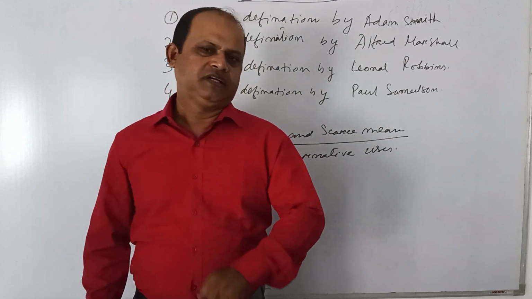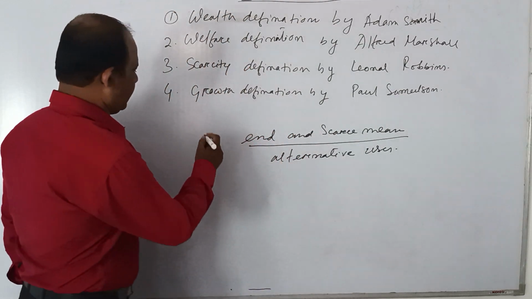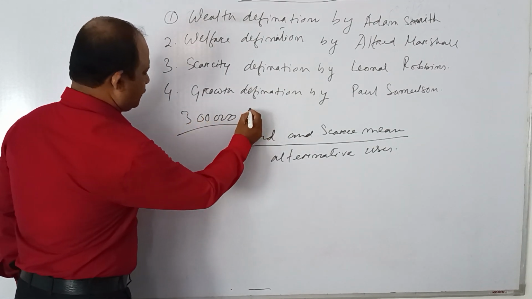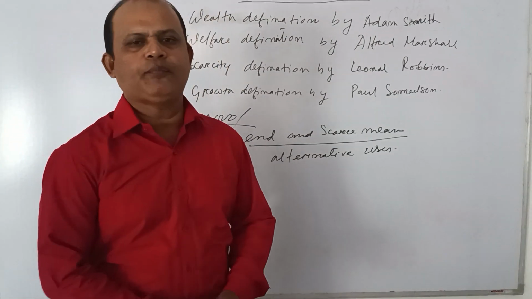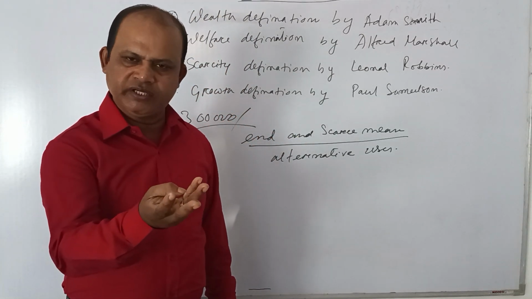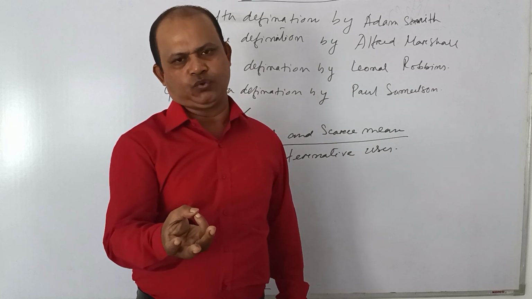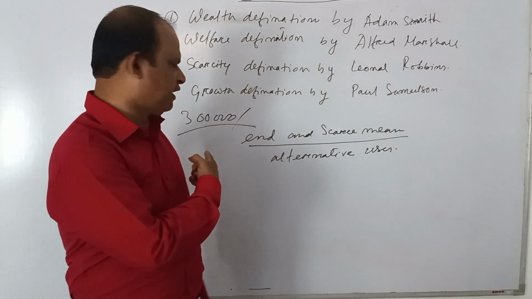Suppose you have 30 lakhs of rupees in your hand. Now, you have four alternative options. Either you can buy a house, or you can invest, or you can buy a car, or you can go for a holiday tour to Europe. Four alternatives in front of you with this 30 lakhs of rupees.